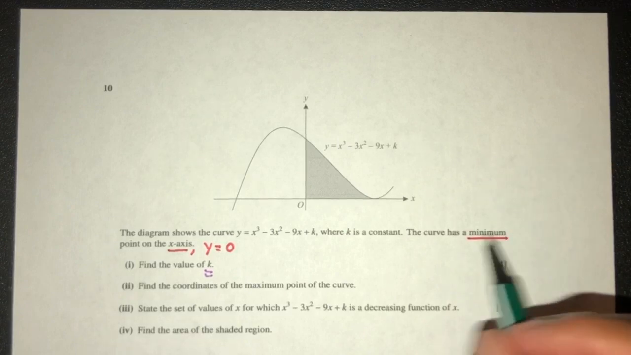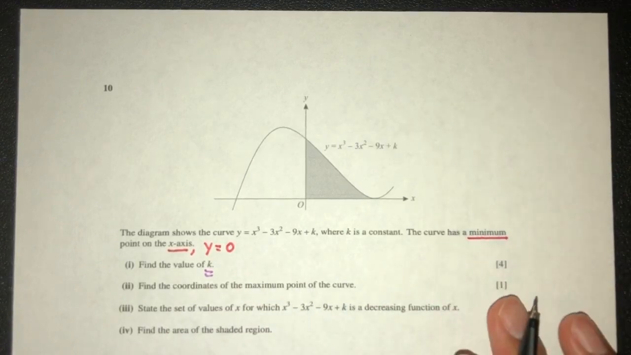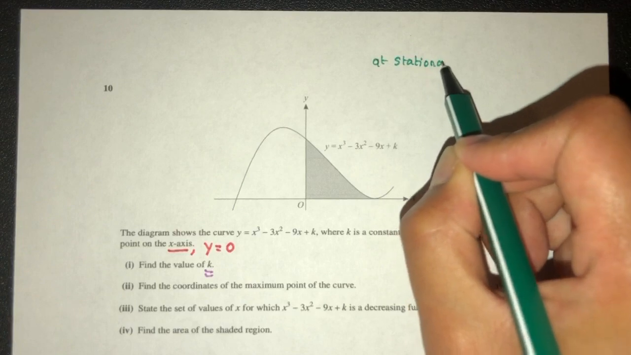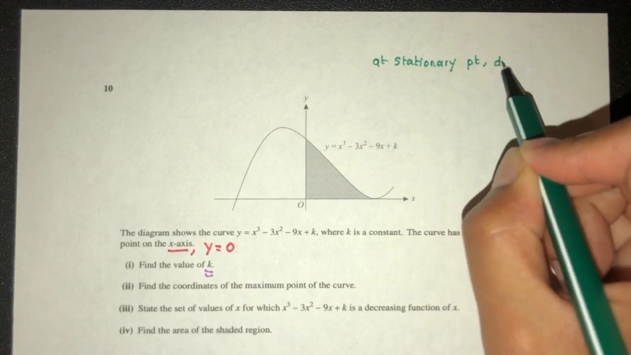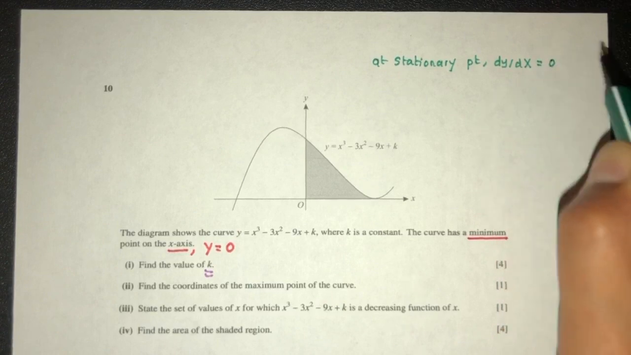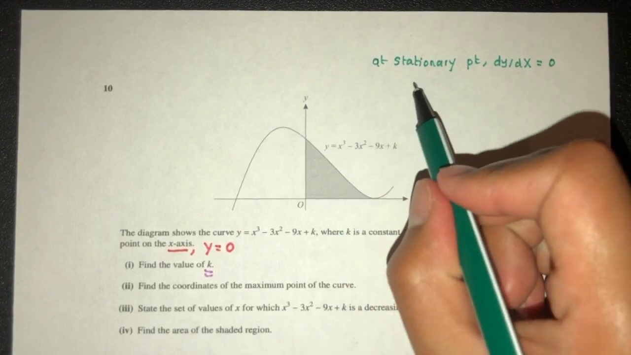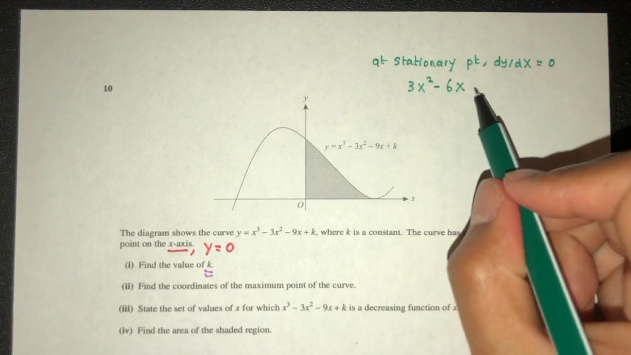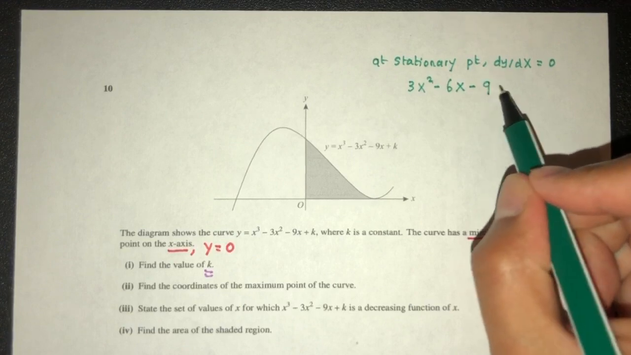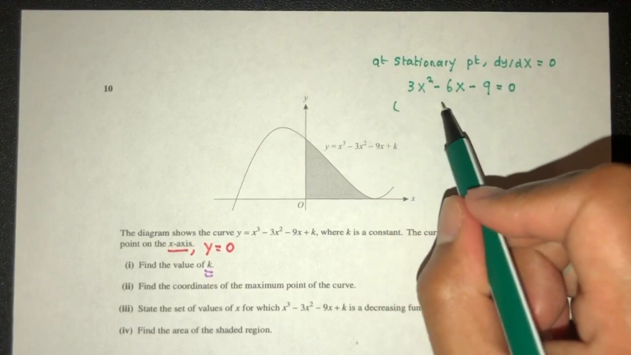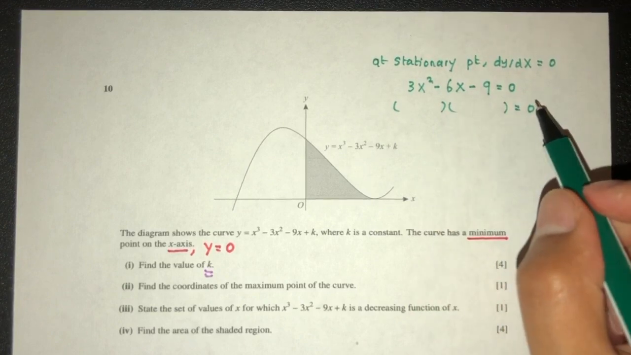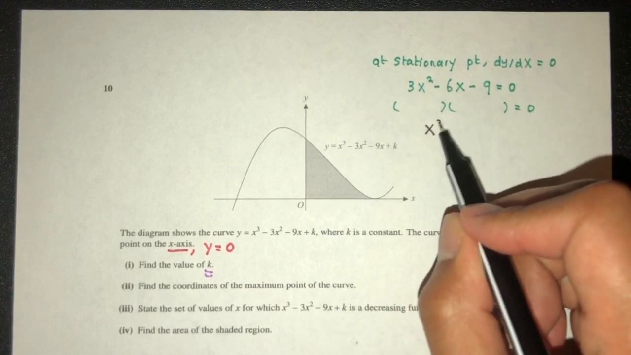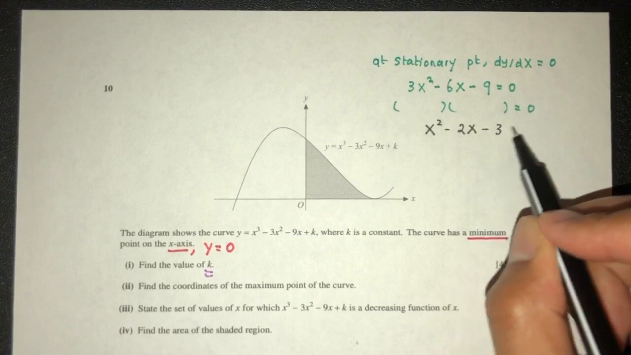Now we know that at the stationary point, what happens? Let me write this down because this comes up all the time. At stationary point, we know dy by dx has to be 0. So we can do dy by dx, you will have what? 3x squared minus 6x minus 9 has to be 0. Now we have to factorize. We can divide by 3 actually because everything is a multiple of 3. You will have x squared minus 2x minus 3, equals 0.